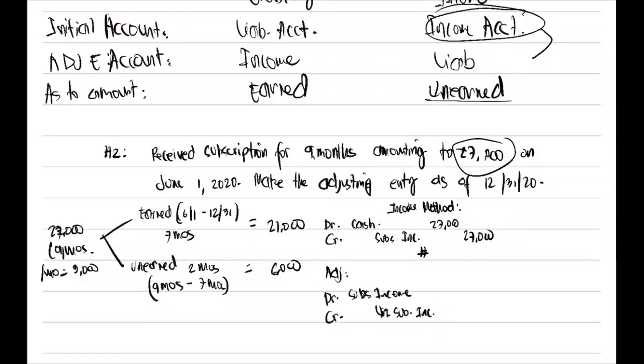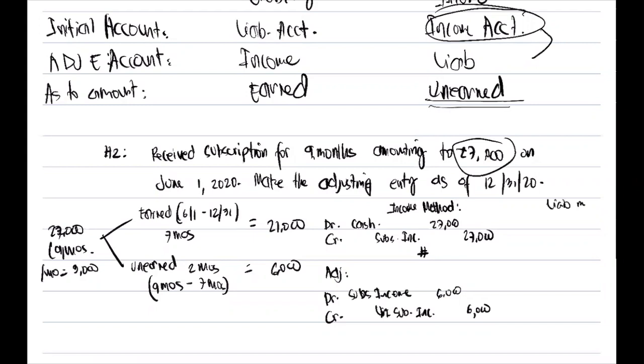Next question, at what amount? The amount that you will use is the amount unearned. So what is the amount unearned? 6,000. So credit 6,000 for your unearned subscription income. Debit subscription income 6,000. That is under income method.